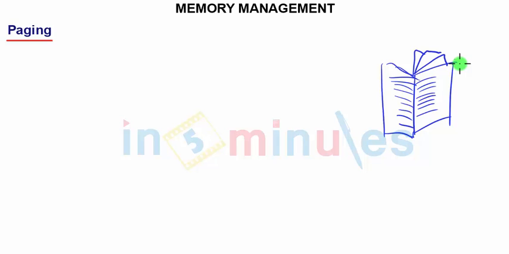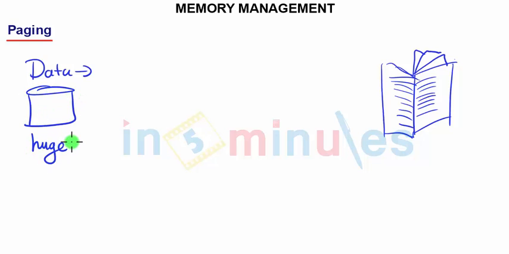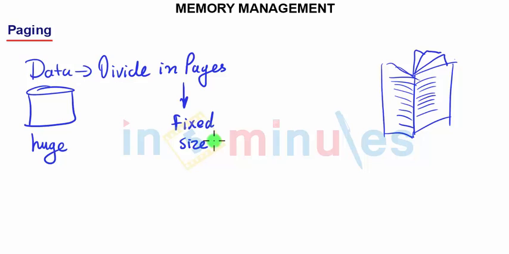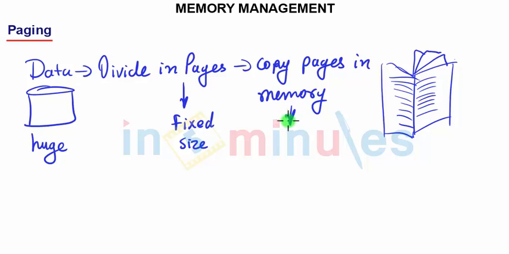Why the name paging? The ideology behind this is that when you have data lying on some hard disk, and that data is huge in nature, we will divide it into pages which are of fixed size. The logic is very clear: take the data, divide it into pages, and copy pages into memory. Even for that, memory needs to be logically divided into frames.